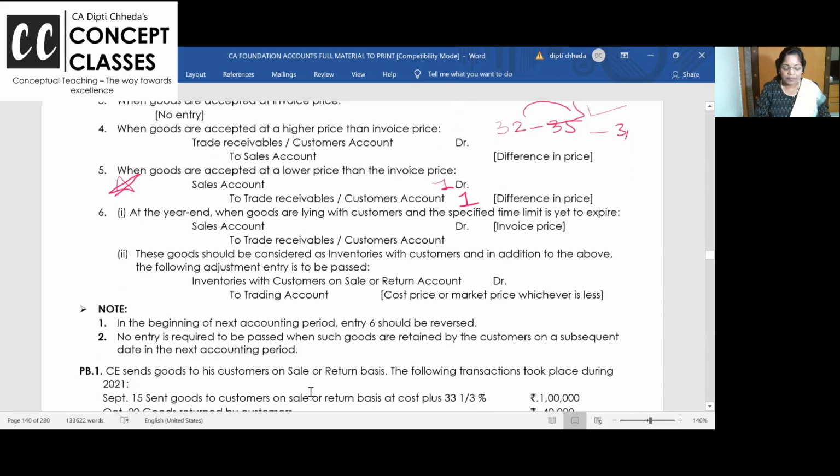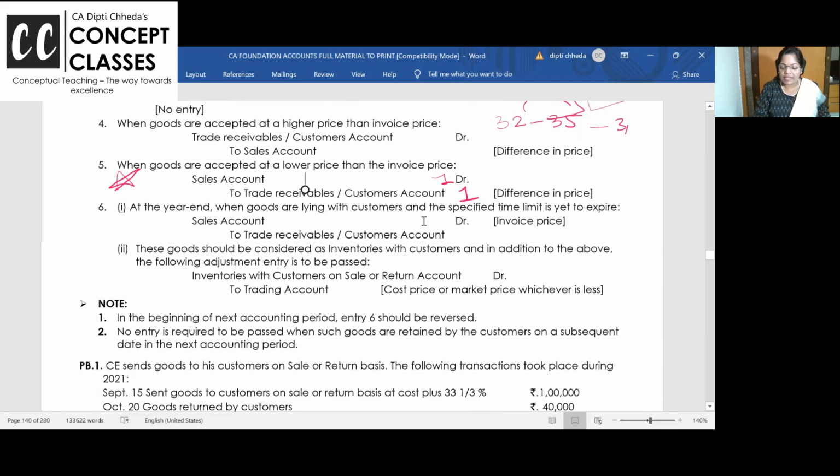Right. At the year end, when goods are lying with the customer, then sales account debit to customer account. That is, if the goods are lying with you and you have not yet accepted and not yet replied, first thing is reverse the sales. Sales account debit to customer, reverse the sales. And goods which are lying with the customer at cost price or market price, whichever is lower. Obviously inventory as per AS 2 we value at cost or NRV, whichever is lower. So inventory with the customer account debit to the trading account.